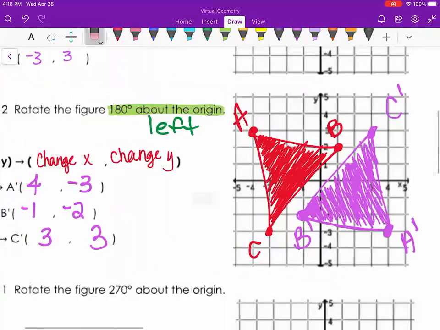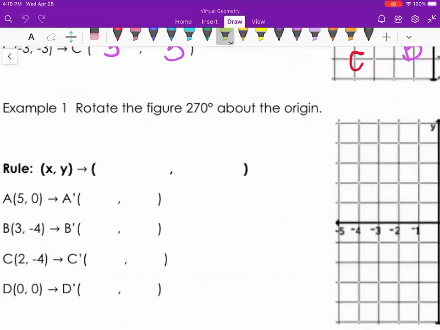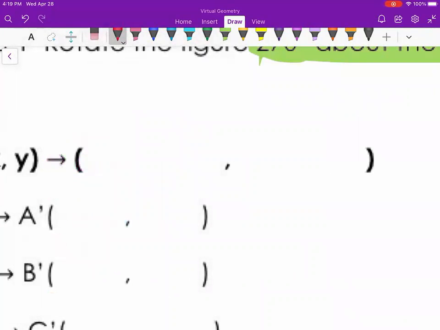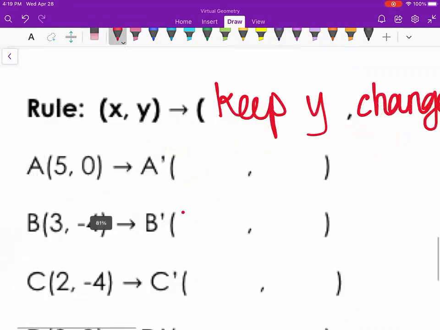Now, the last rotation I want to look at is the 270-degree rotation, still about the origin. A 270-degree rotation has its own rule that says keep the Y exactly how it looks, but put that number first, change the sign of the X, and put that number last. So let's see what happens here.